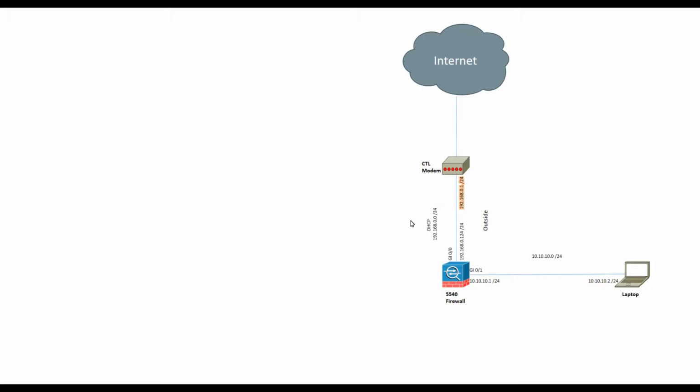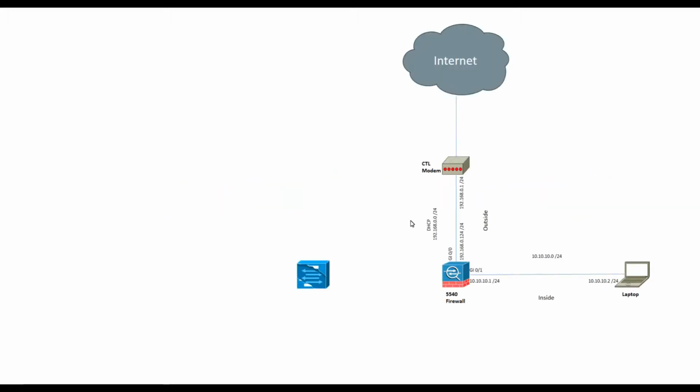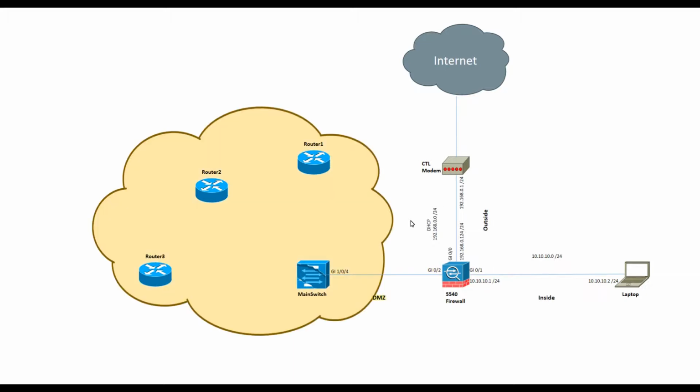Now today we're going to do a design, implement, and deploy of one switch and 3 routers. We're going to name our switch main switch, router 1, router 2, and router 3. We're going to add a link from our switch to the firewall, and we're going to put it in Gig 1/0/4 of the switch, connected to Gig 0/2 on the firewall.